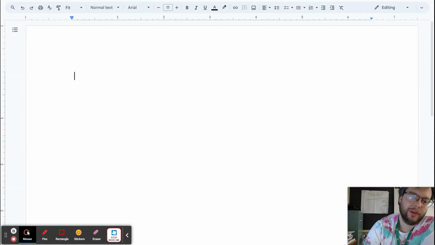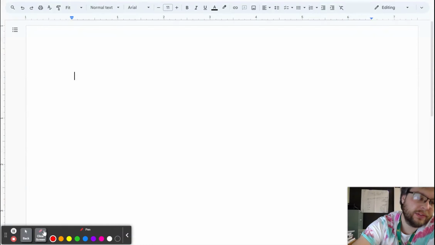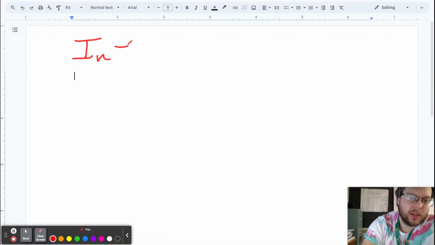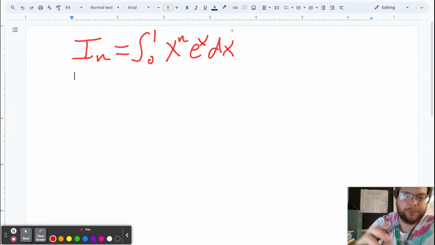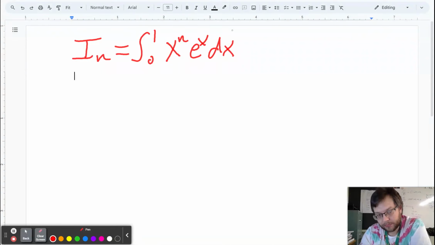And so I'll show you an example of that by looking at the family of integrals that is defined by this x to the n times e to the x dx. So here, I'm not going to be able to integrate this because I don't know what value of n is. So I'll get different answers depending on the value of n.